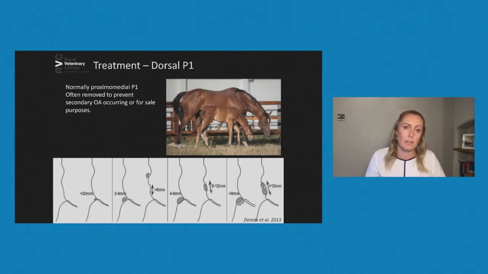And when thinking about the dorsal aspect of the proximal phalanx, these fragments are often removed to prevent secondary osteoarthritis or for sale purposes.